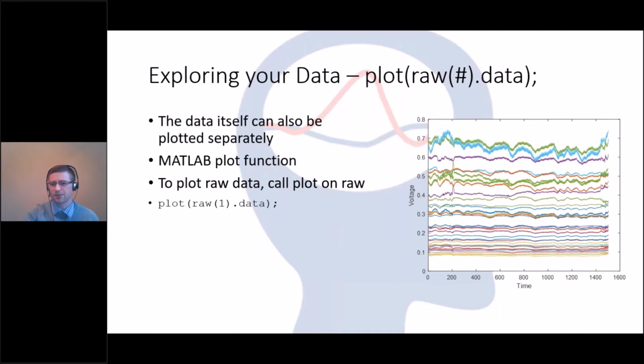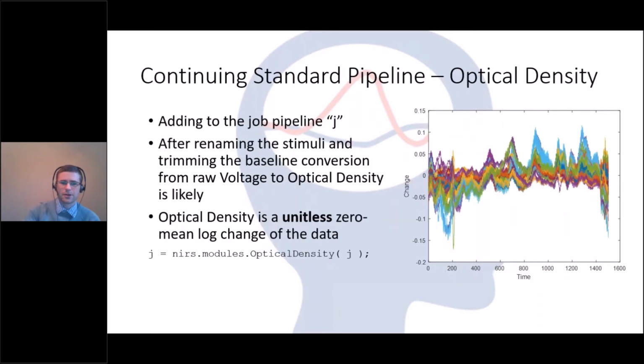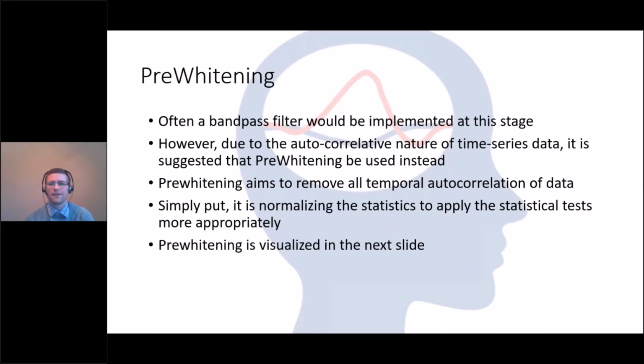So you can see a very clear difference in the transformation of your data. And there we are. So the next stage is usually a filter. Often the bandpass filter is the go-to. From what I've seen lately, though, it's been pushed that pre-whitening is probably a better option. I'm going to discuss pre-whitening here, but also keep in mind that pre-whitening is actually performed down the way.